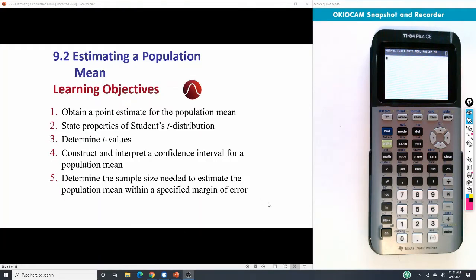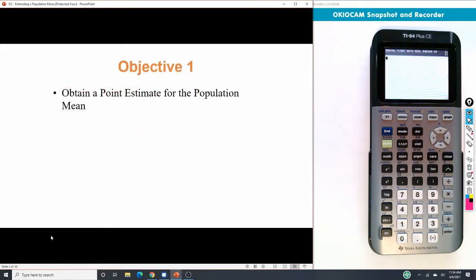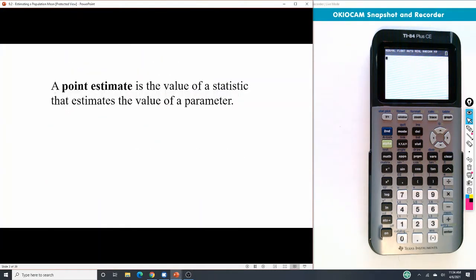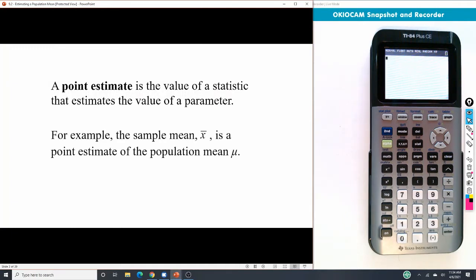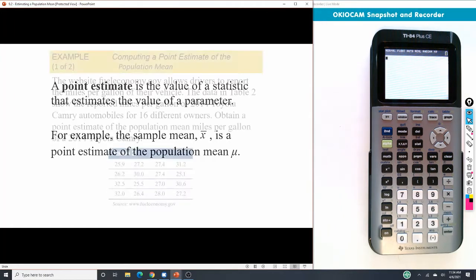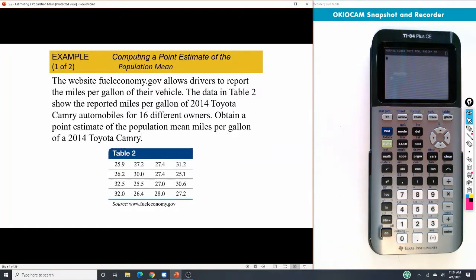9.2, estimating a population mean. All right, so again, we want to look at the point estimate. We talked about that previously. That's what estimates the value of a parameter. So in this case, x bar is the sample mean, and that's going to be our point estimate for the population mean.